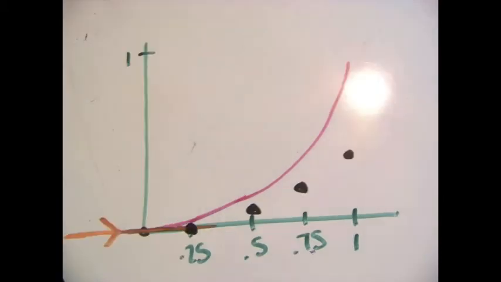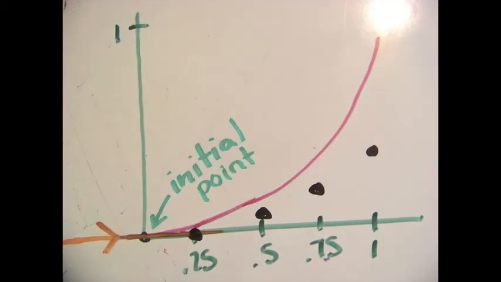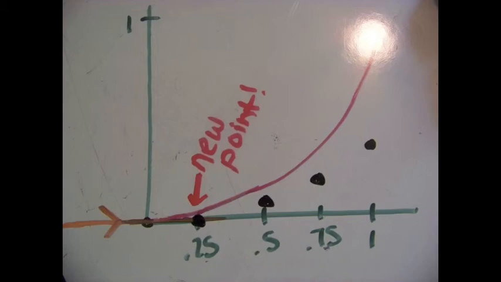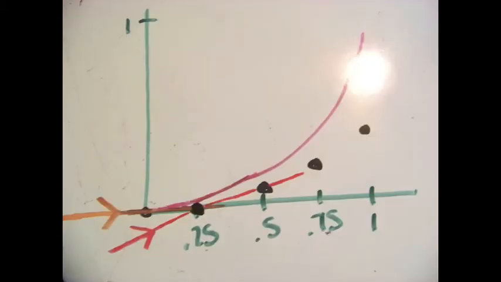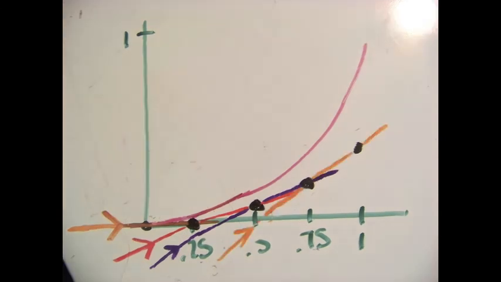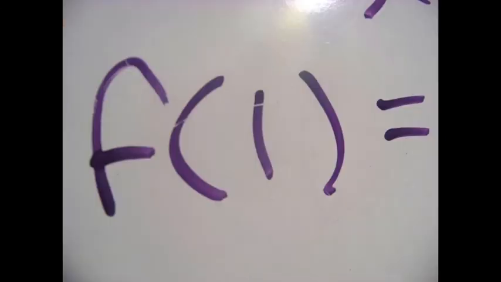So remember, first we found the equation of the tangent line at our starting point. Then we moved 0.25 in the x direction on that line. At that point, we found the tangent line again, and moved out 0.25 again, and so on. And that's how we found f of 1.